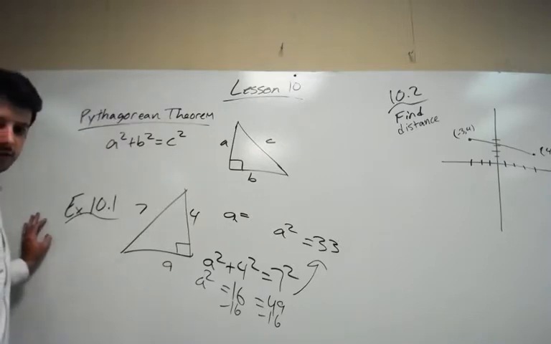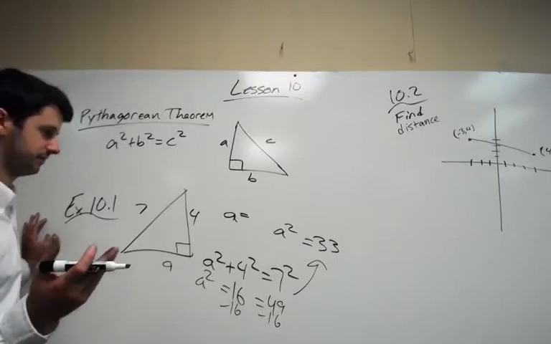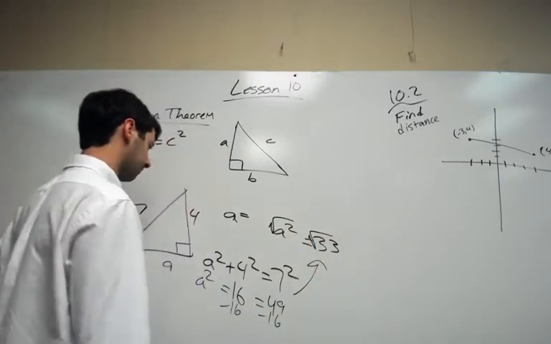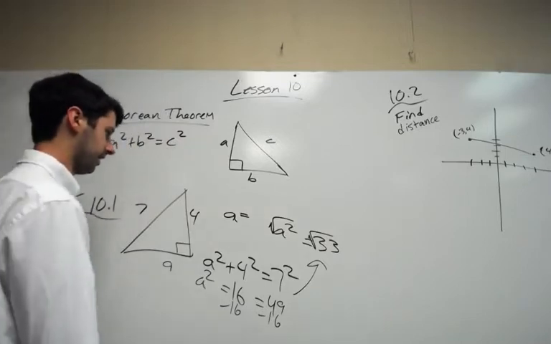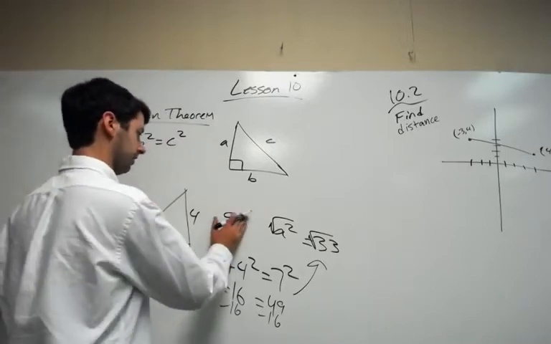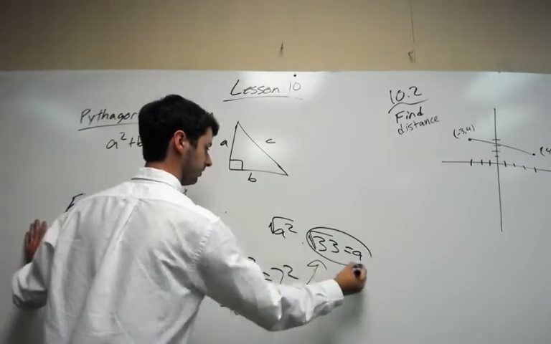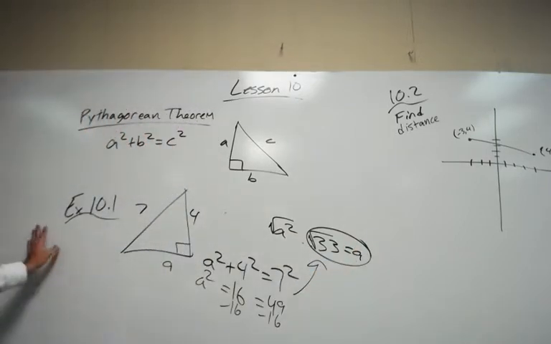33 equals a squared. How do you get a by itself? The opposite of squared is square root. So you square root the 33. That is not a perfect square. Therefore, the square root of 33 equals a. That's all there is to it. Pythagorean theorem.